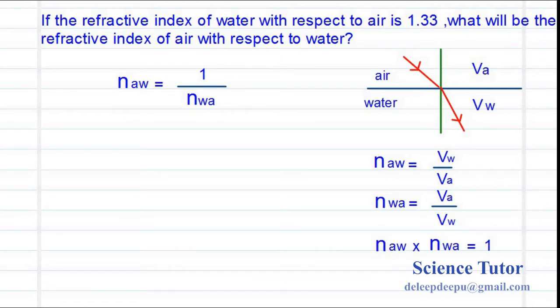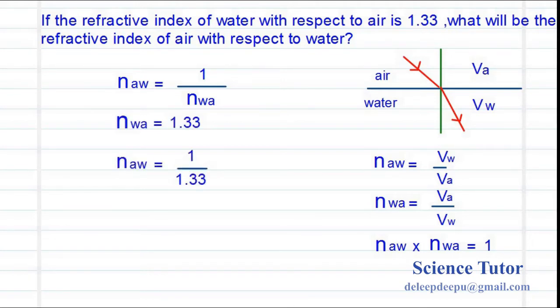Now you can see that one equation is the inverse of the other one. If you multiply refractive index of air with respect to water and refractive index of water with respect to air, the answer is 1. That means one is the inverse of the other. You don't have to prove all this. You can directly write this equation.